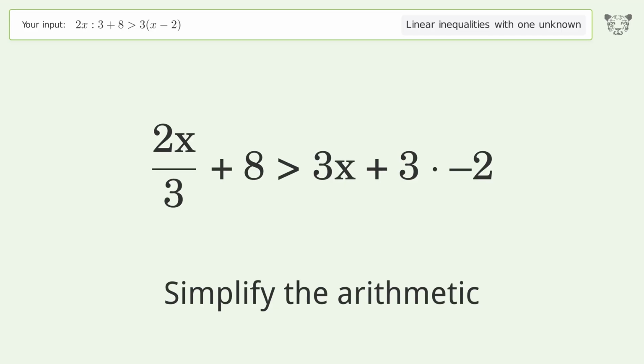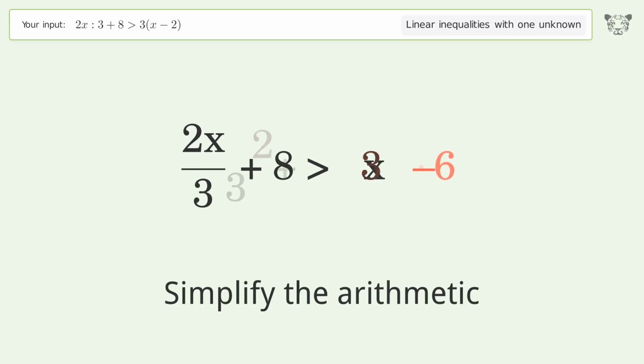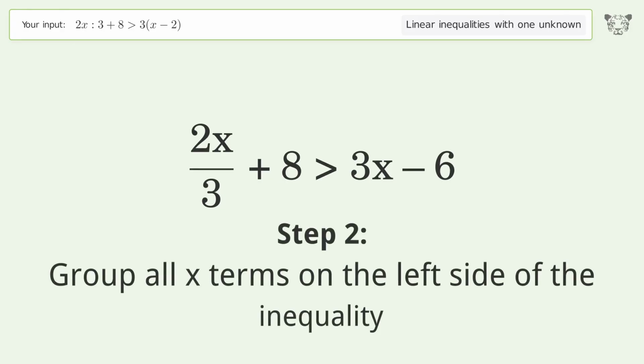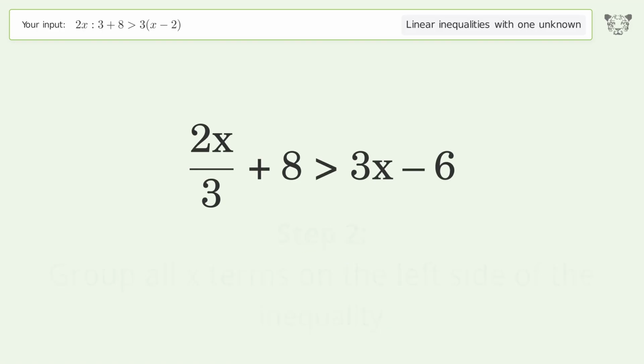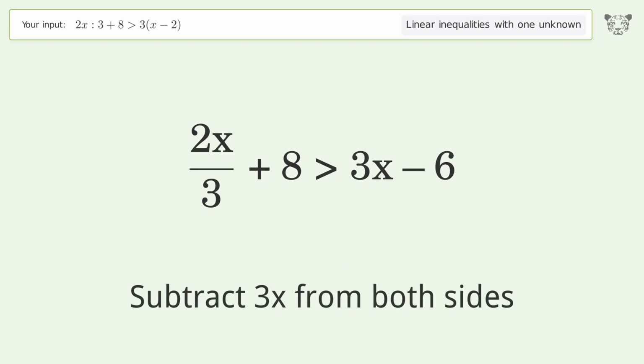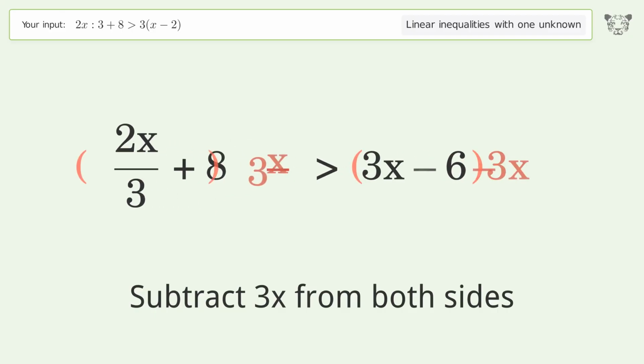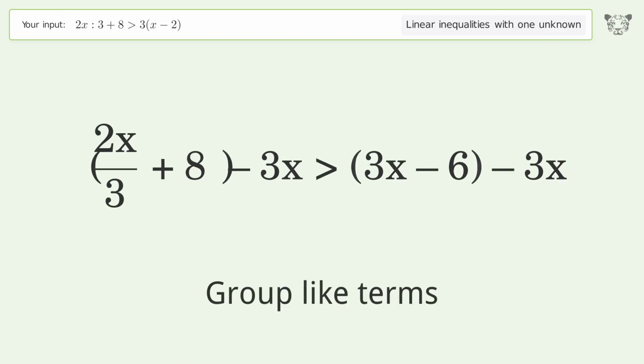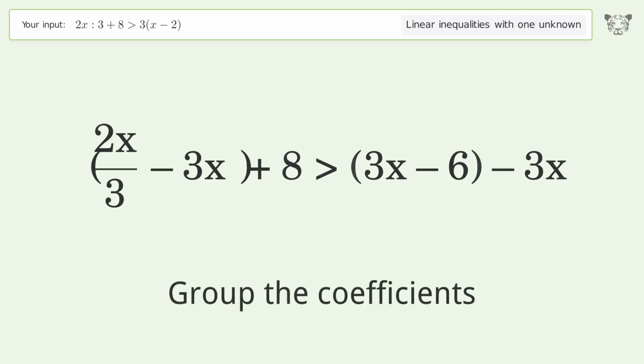Simplify the arithmetic. Group all x terms on the left side of the inequality. Subtract 3x from both sides. Group like terms. Group the coefficients.